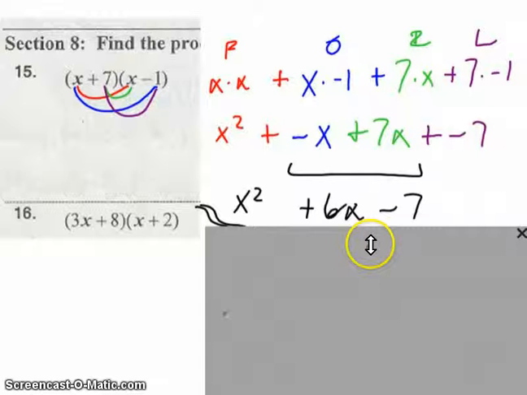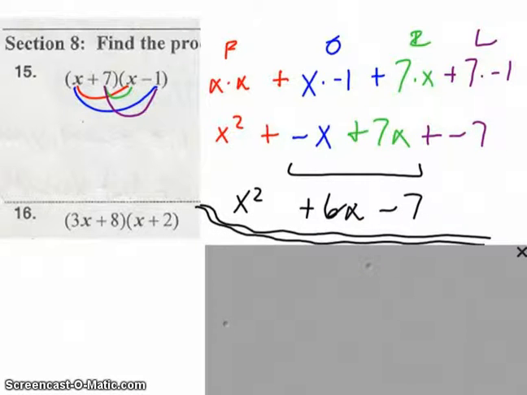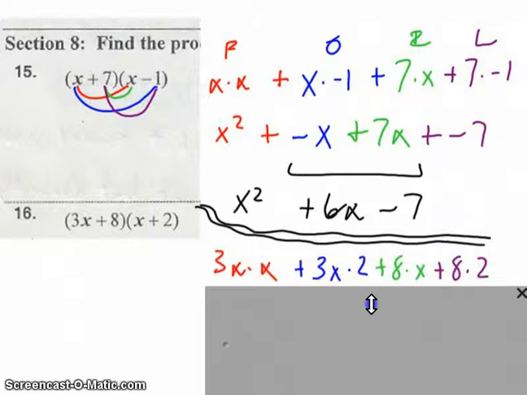Looks like I might end up needing another video to finish off the last two, but I'll finish off this page in this video. This time I'm going to do firsts, and I'm just going to jump right ahead. It's 3x times x. Outers are 3x times 2. Inners are 8 times x. And the lasts are over here, 8 times 2.